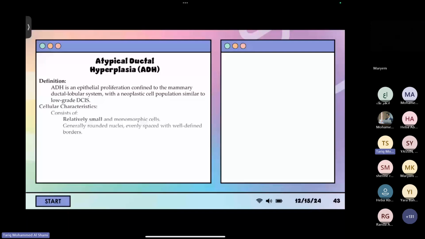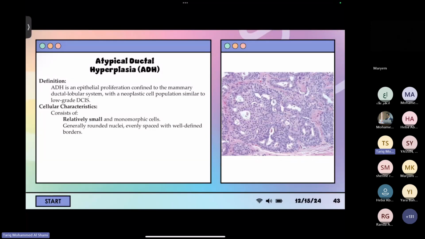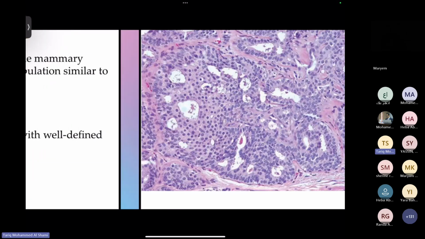Okay, let's go with atypical ductal hyperplasia. Epithelial proliferation very similar to low-grade DCIS, as the cells are monomorphic. Let's focus on these cells, monomorphic cells with well-defined cell boundaries.